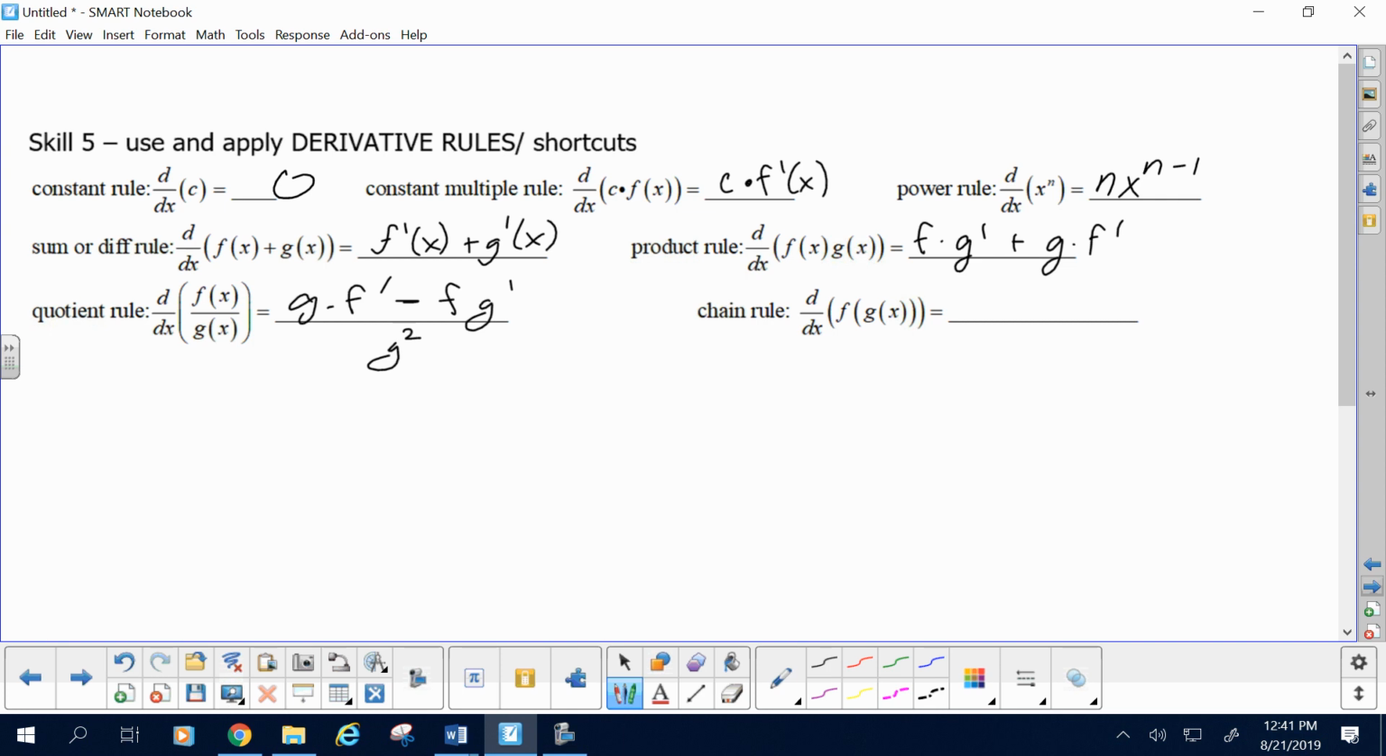And the chain rule, when is it used? The chain rule is used when you have a function within a function, a composite function. And what's the rule for the chain rule? F prime: you take the derivative of the outside, and what do you do with the inside? Leave it the same, and then you take the derivative of the inside.